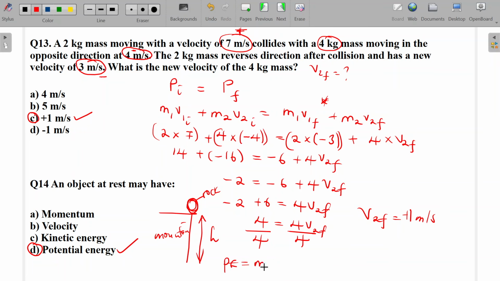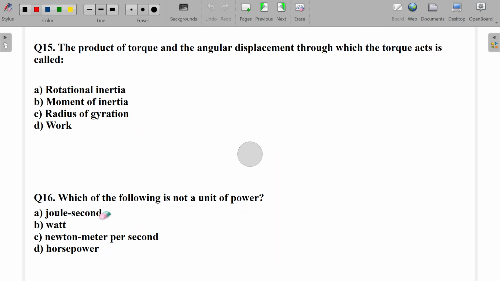It is not moving, so it cannot have momentum, because momentum is mass times velocity, meaning that it's moving. Velocity is something that is moving too. Kinetic energy, you can never have kinetic energy without motion. Kinetic energy is the energy that a moving object has. So our answer is D.